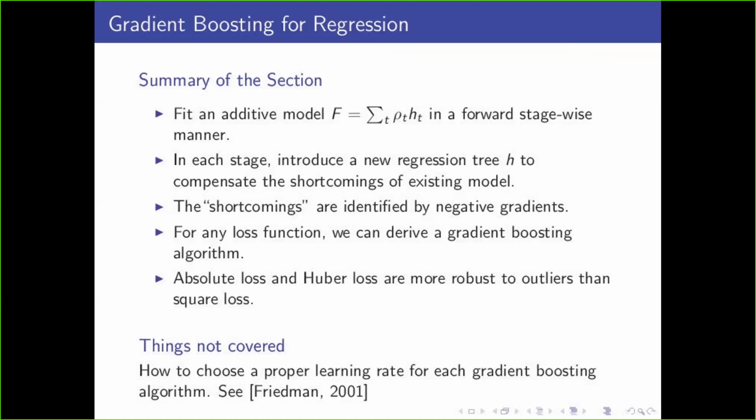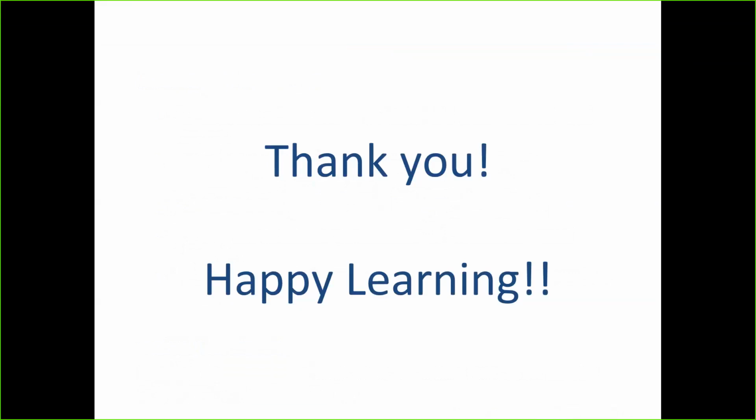So absolute loss and the Huber loss are more robust to the outliers than the squared loss, right? Because in the squared loss, the residual is equivalent to the negative gradient. But this is not the case for any other loss function. All right, so that's all. Thank you very much and happy learning.